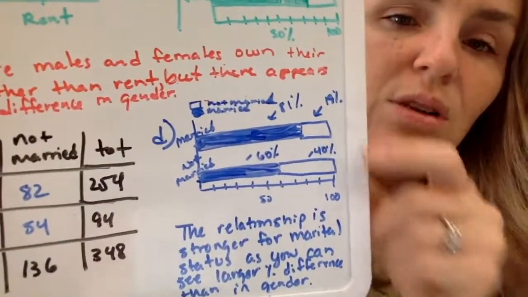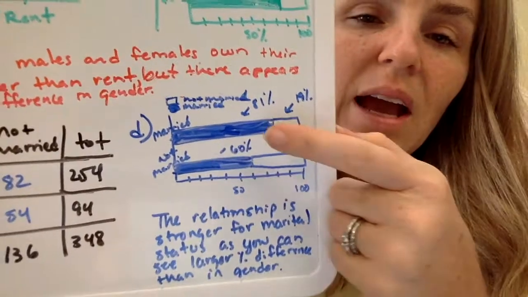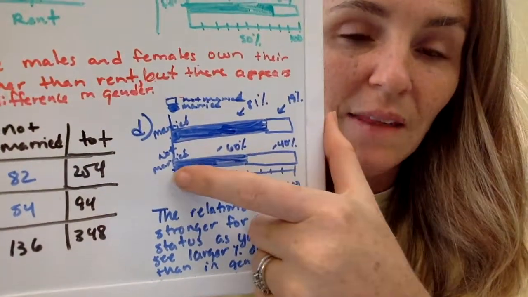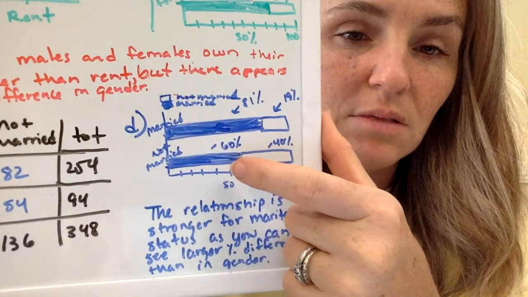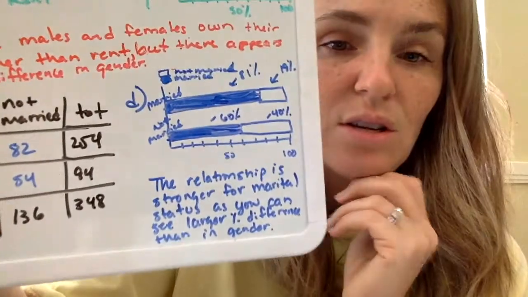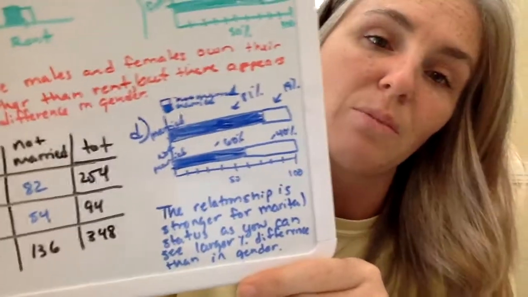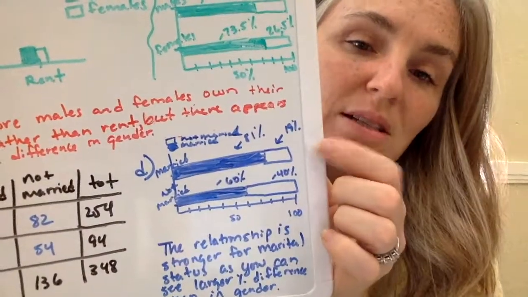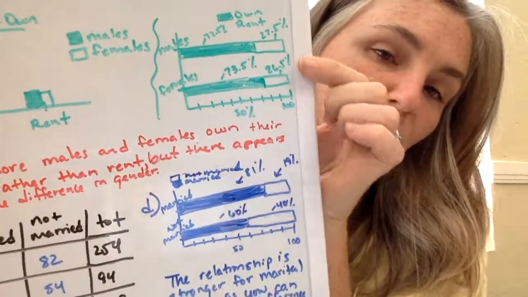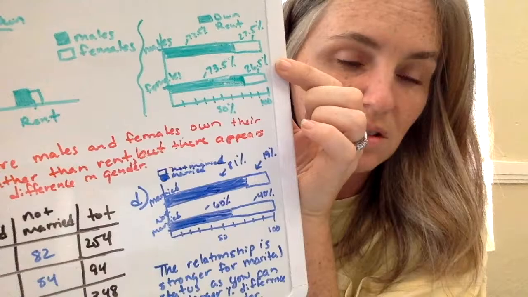So now when you do your same kind of graph, 81% of married own, 19% rent, and then 60% of not married own versus 40% rent. And so you can see the relationship is stronger because there's an obvious difference between married and not married, whereas for males and females, there was not an obvious difference. Okay?